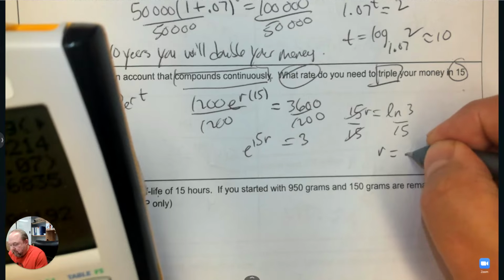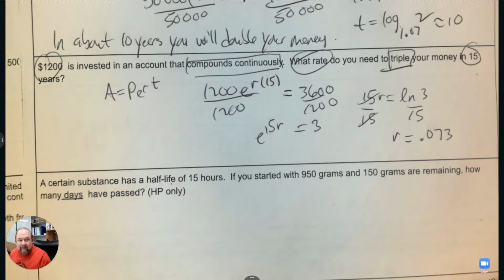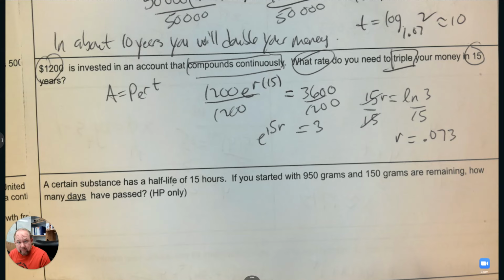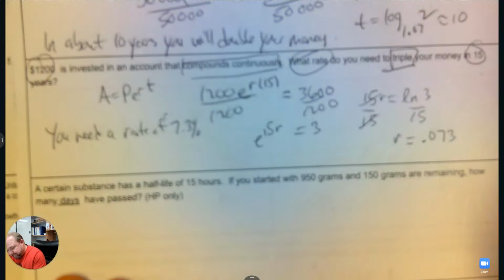And so the rate would be 0.073. And as a percent, that would be 7.3%. So you would need a rate of 7.3% to triple your money.